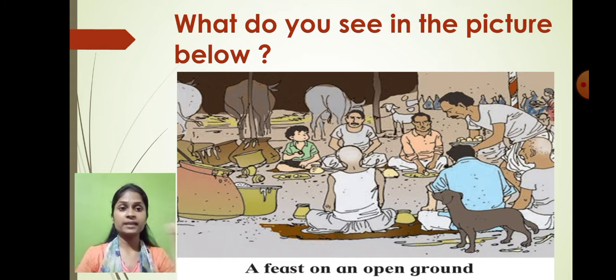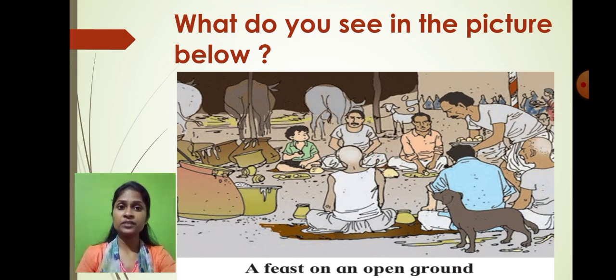So students, here in this picture, can you see what is happening? If you observe this carefully, you can see that a feast is going on in an open garden. In the open space a dog is roaming here and there, a lot of flies and mosquitoes are roaming around, and people are eating. The food material is kept uncovered, and near this feast you can see cattle. All these things are happening at the same time.